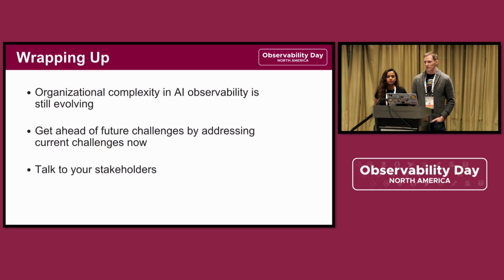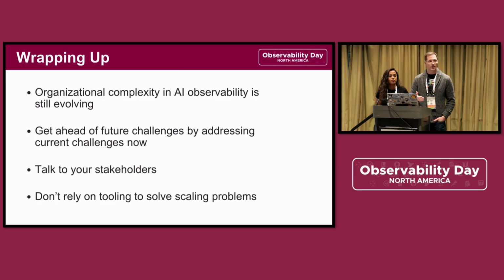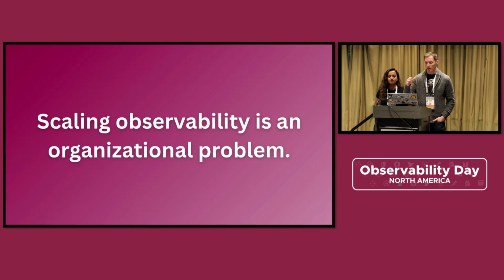Talk to your stakeholders, right? And talk to the managers, talk to organizational management and let them know, here's how we're going to get out of this. And don't rely on tooling to solve scaling problems. Don't rely on tooling to solve organizational problems because it's not going to, because it comes back to that original point. Before we get even more complex with AI observability, you have to solve the organizational problem now, before it gets that complex. And that brings us back to that one takeaway. If there's one thing we want you to take away today, it's that scaling observability is an organizational problem. The tooling, great. That will evolve over time, but the organizational problem is what's going to hold you back. That's it.